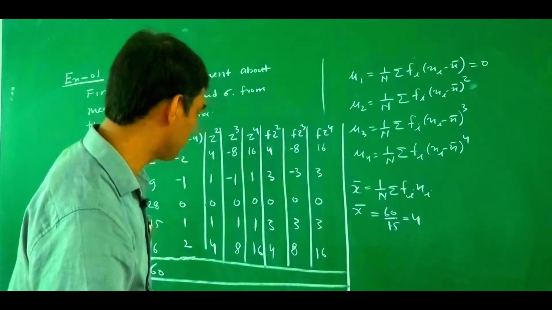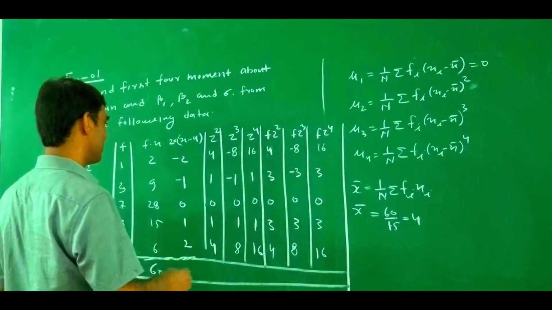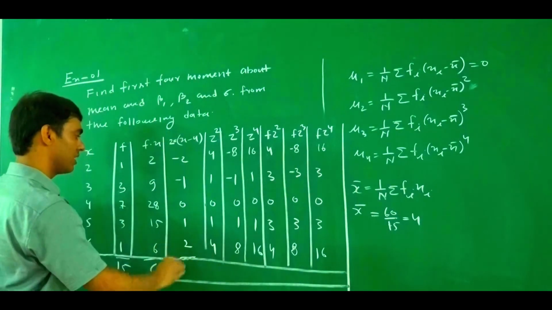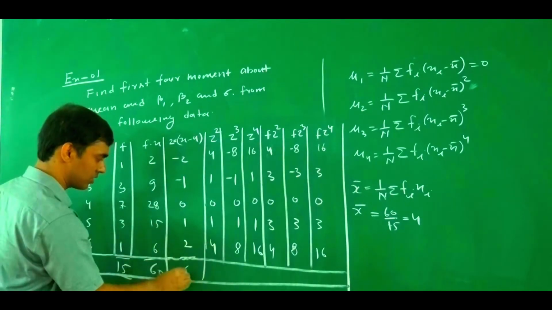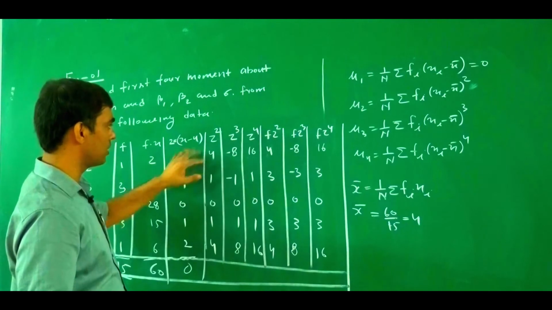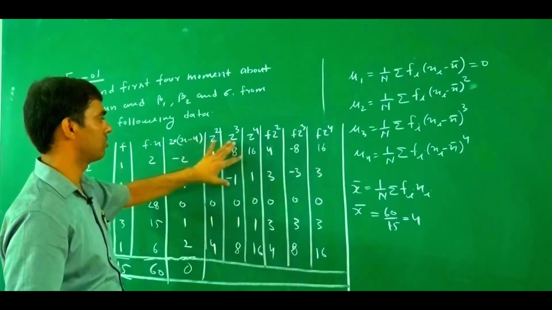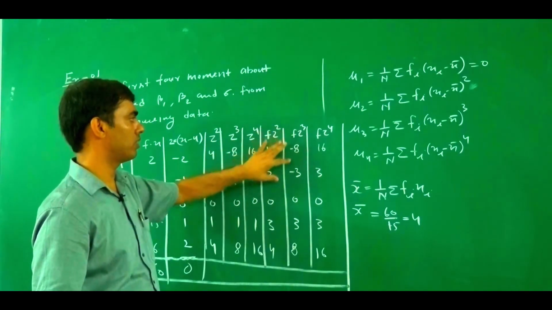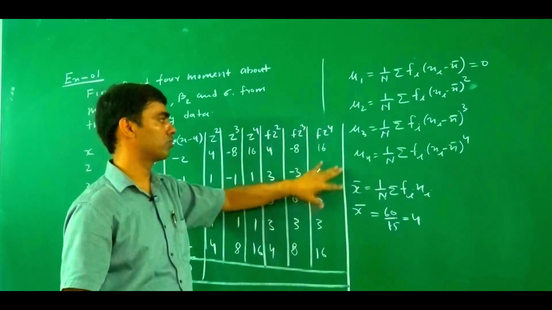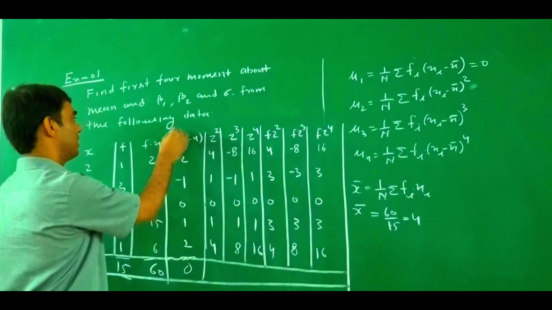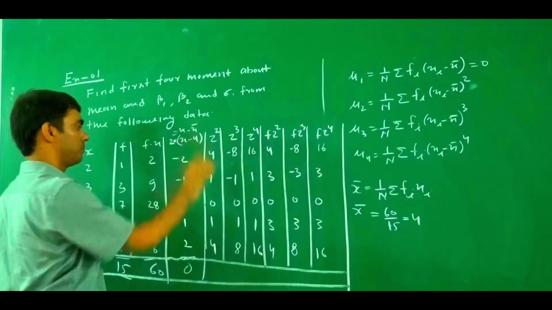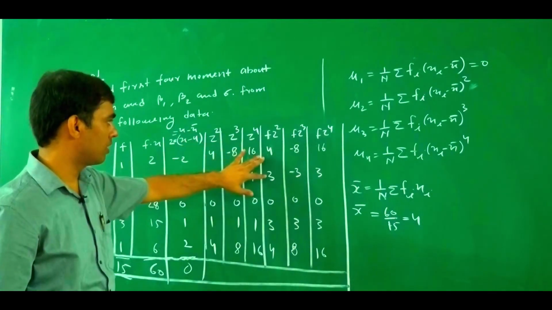So if you find the sum of these, if you closely observe, minus 2, minus 1, minus 3 and plus 3, this one is what? 0. There is no need to find out these values. Only need to find out the value for fz square, fz cube, fz to power 4, because z is x minus x bar. If we write this one it is x minus x bar.